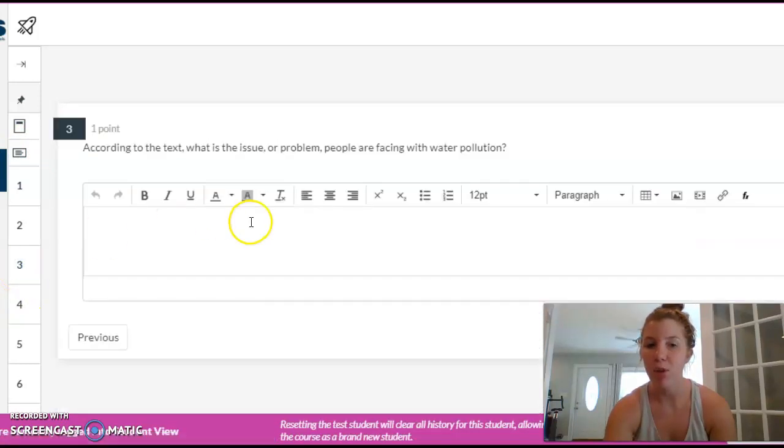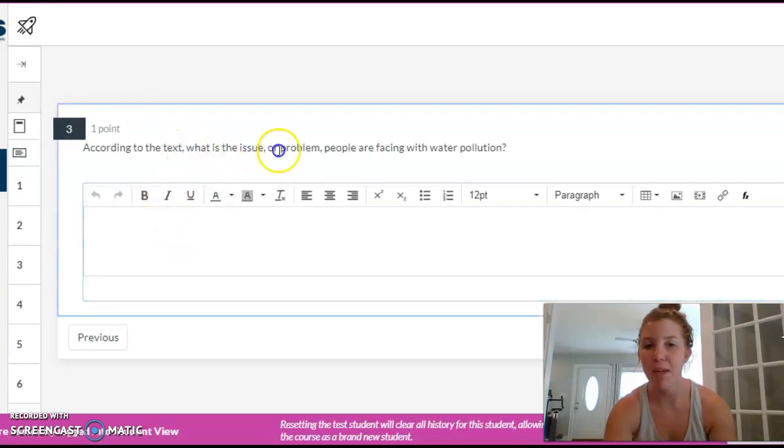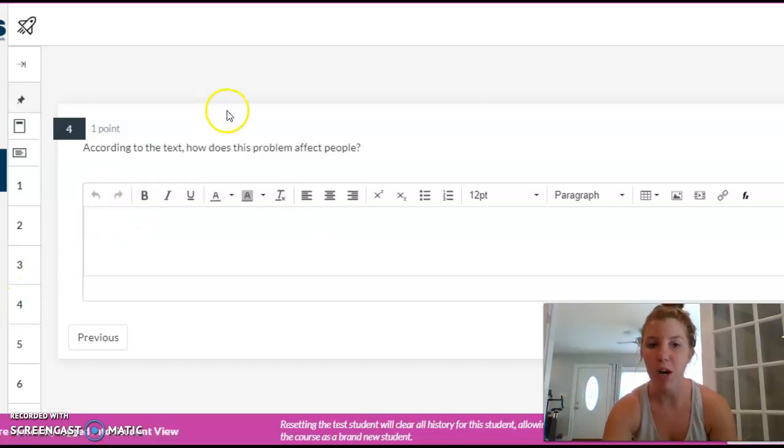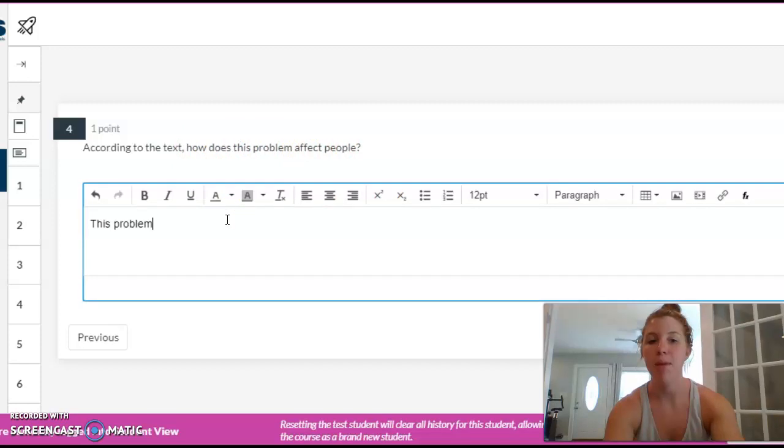Then you go on to number 3. Number 3 is a fill in the blank. It is that text dependent question. What is the issue or problem people are facing with water pollution? You can type here whenever you want to write your answer. Okay, then we're moving on to number 4. According to the text, how does this problem affect people? This problem affects people by, and tell me your answer.